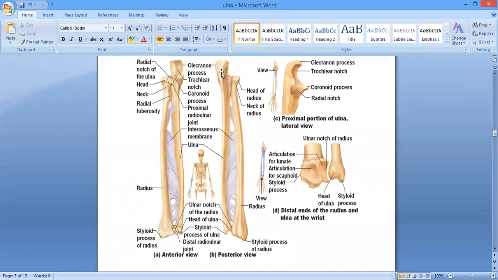And as I told you before, its upper part is going to form the point of the elbow. You can feel it over your own elbow, right? Now, the medial surface of the olecranon process is going to be continuous with the medial surface of the shaft of the ulna, right? And have a look over the lateral surface of this olecranon process. It is just a smooth surface over here, right?